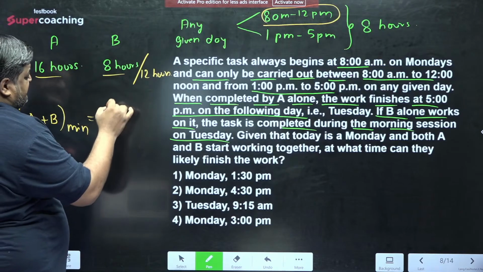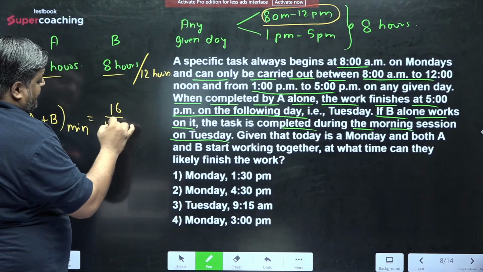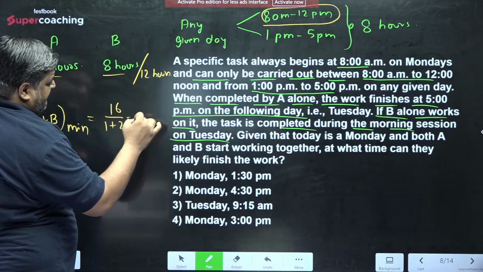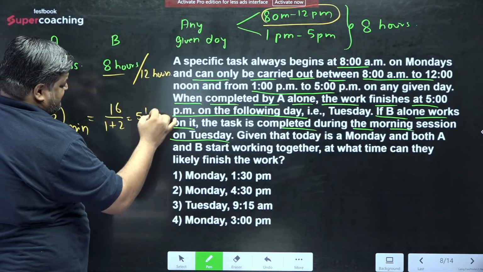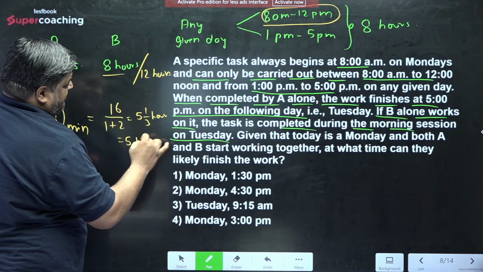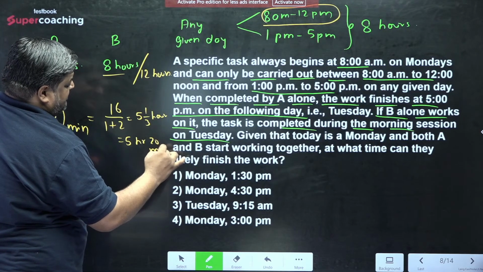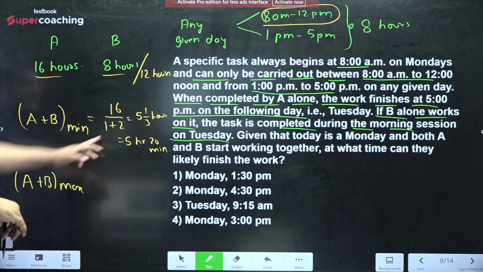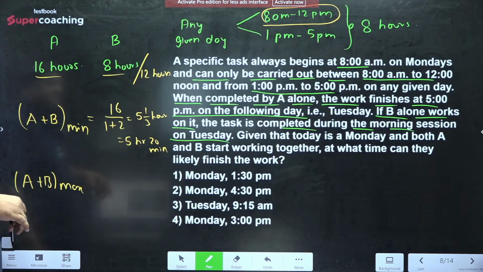Let's say the work is 16 only. 16 over 1 plus 2, so the work will be finished in 5 1/3 hours. Yes or no? Which is 5 hours and 20 minutes. OK, in 5 hours 20 minutes that work will be finished.